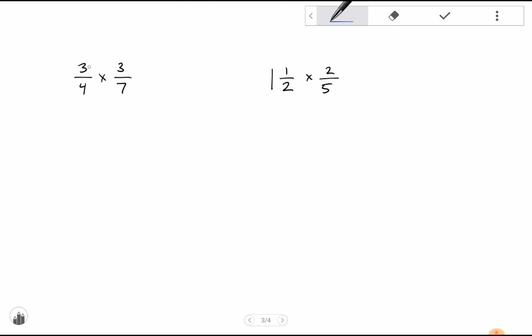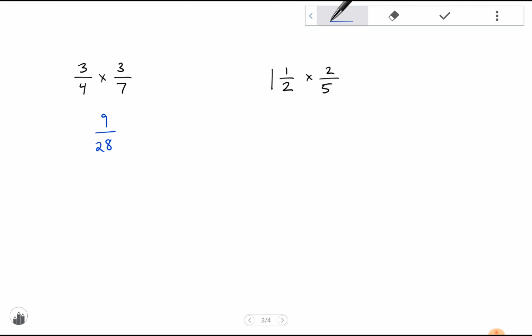Multiplying values, we simply do numerator times numerator and denominator times denominator. And if you can simplify either with the diagonals or after you've done your calculation, then you need to go ahead and do so. It always needs to be in its simplest form.